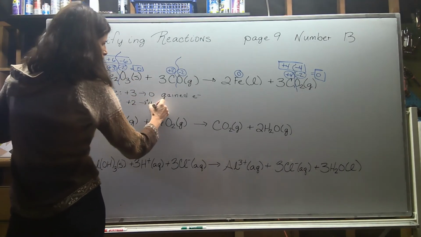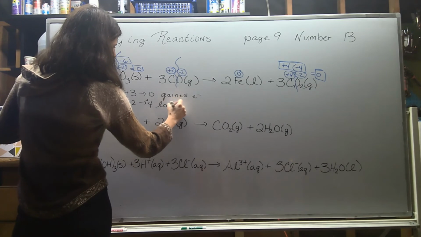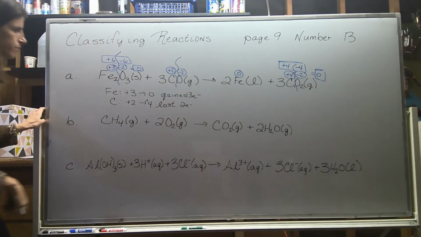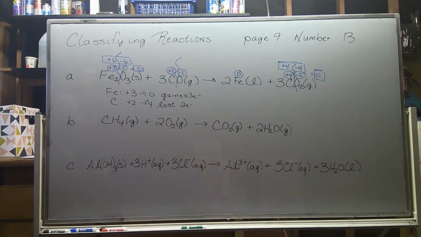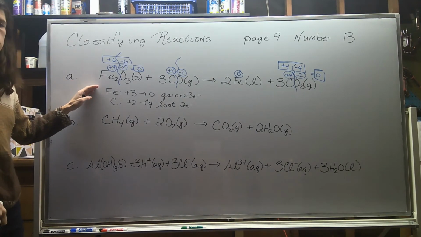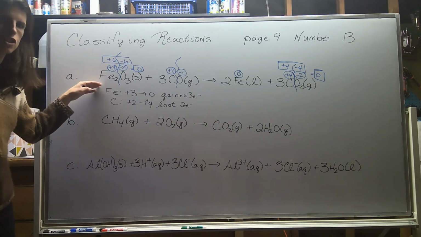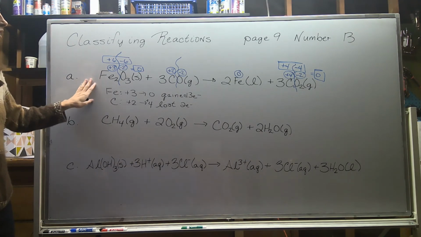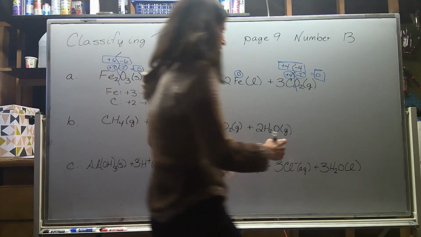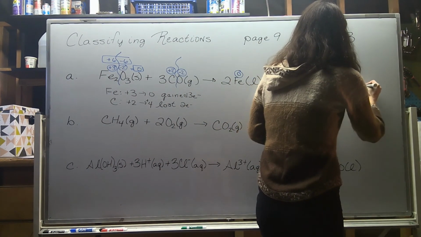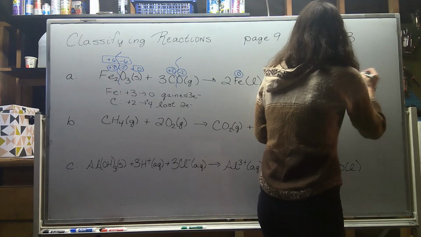So that means it lost specifically 2 electrons, and the iron gained 3. So we have something that's gaining electrons and something that's losing electrons. We have reduction and oxidation occurring in this reaction. So therefore, we're able to classify this as a redox reaction.